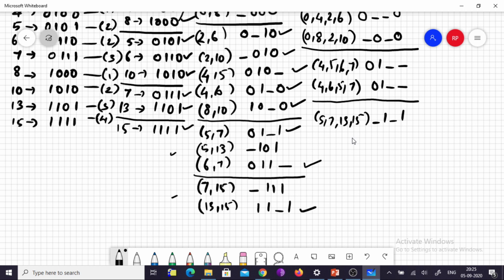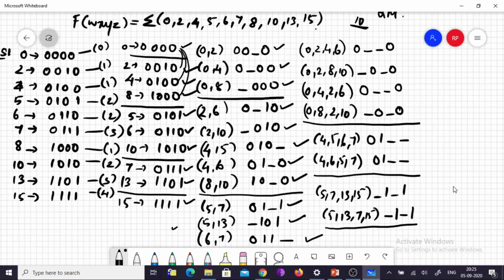So comparing 5, 13 with 7, 15, that forms a proper group. So 5, 13, 7, 15, that gives us again dash 1, dash 1. Taking further, we cannot find any other proper group. 6, 7 doesn't match with any other elements, so we will close this. In this step, we cannot group these further with any of the elements, so we cannot proceed further. We have to stop here.